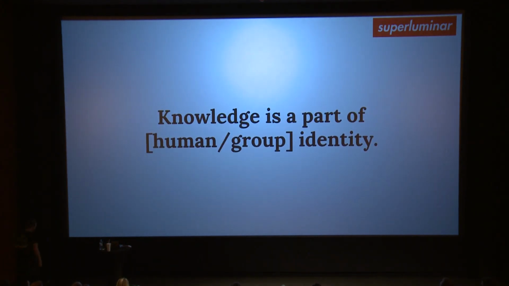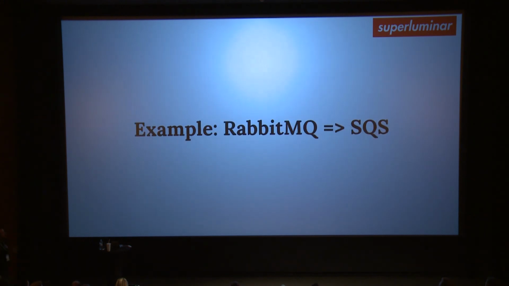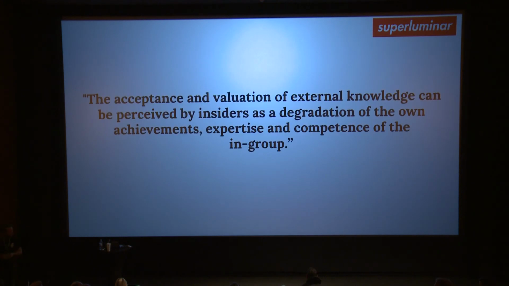And one of the main problems is that knowledge is a part of human identity. So I have an example here. So consider you have been using RabbitMQ for 10 years now, and now there's AWS coming and say, hey, just use SQS. And you're really an expert in RabbitMQ. You know all the details. You have implemented it everywhere in your company, and so on. So this might really be a problem for this people, team, or person.